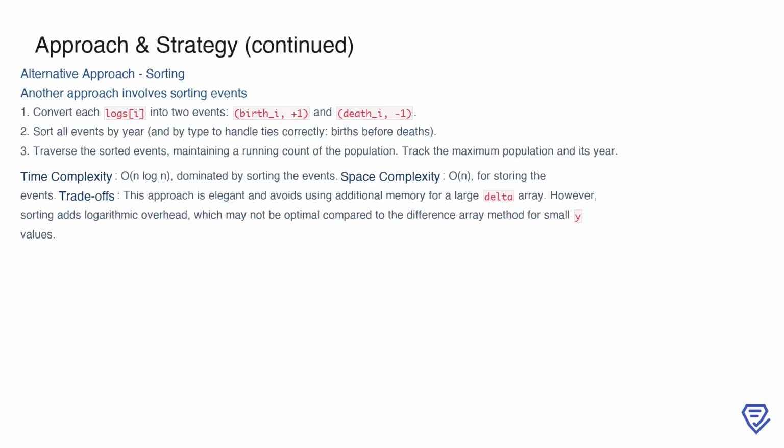The time complexity of this method is O(n log n), dominated by the sorting step, whereas the space complexity is O(n) for storing the events. While this approach is elegant and avoids the memory overhead of the delta array, the logarithmic cost of sorting might make it less appealing for scenarios with small year ranges. Still, it's a clean and effective solution, particularly when memory usage is a concern.